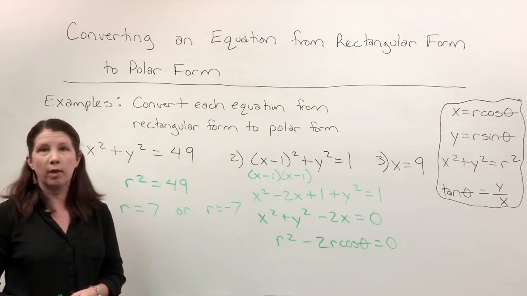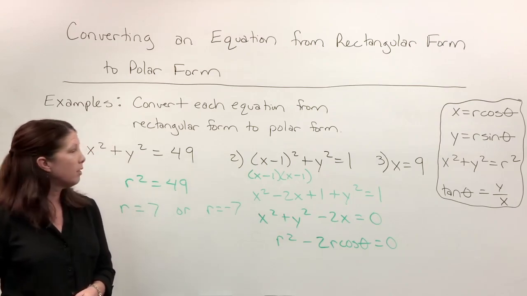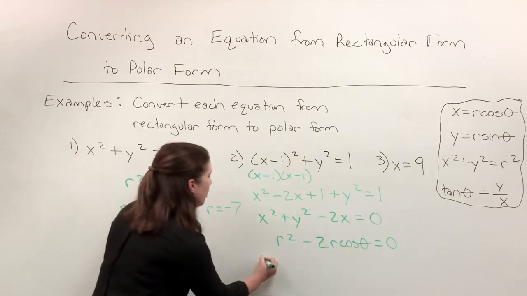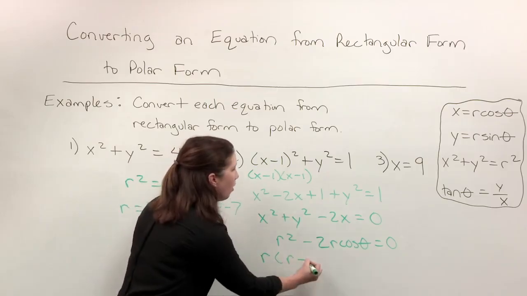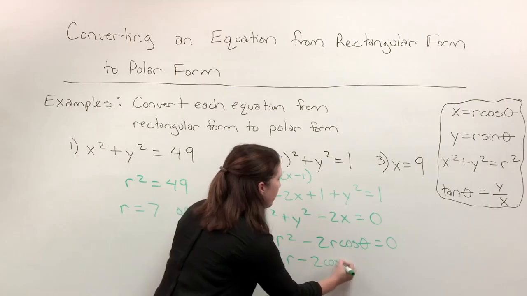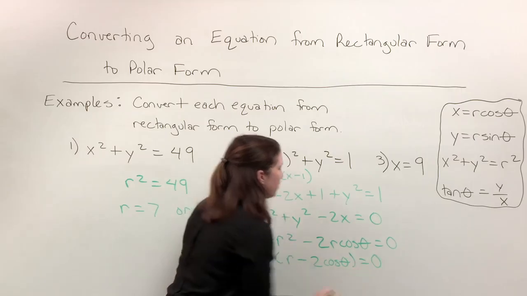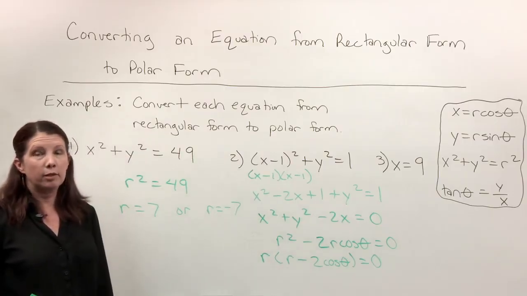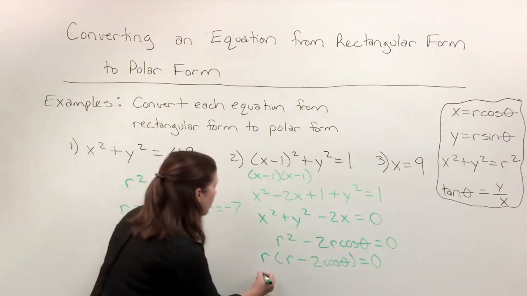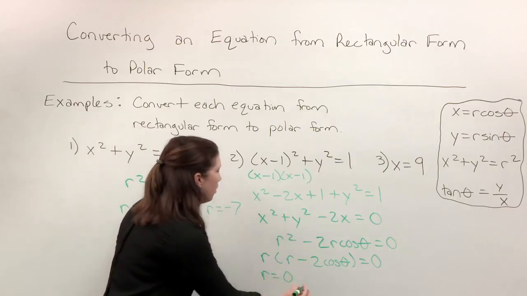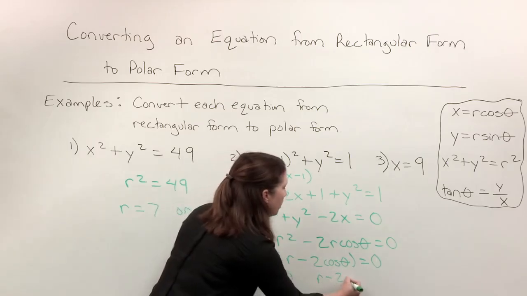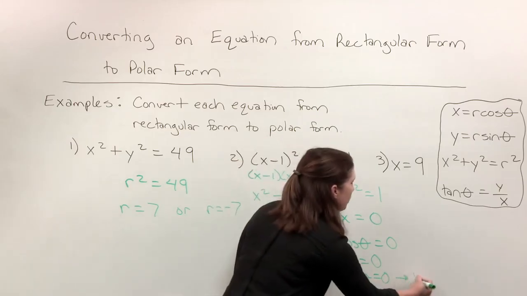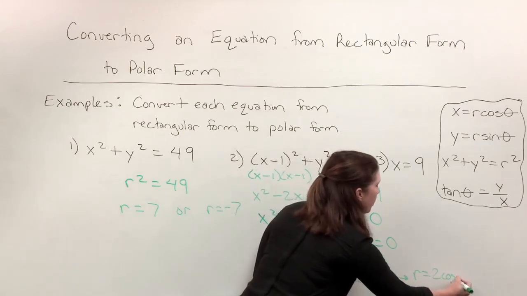So I would like to take this equation and solve for r. To do that, I'm going to factor out the common factor of r. So I have r times r minus 2 cosine theta equals 0. Setting each of these factors equal to 0, I get two possible equations. R equals 0, or r minus 2 cosine theta equals 0, which gives me r equals 2 cosine theta.